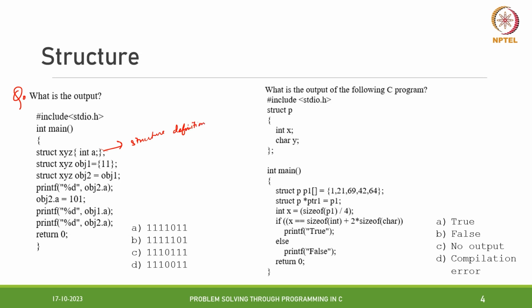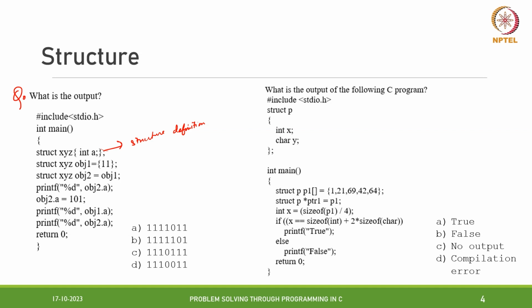Why? Because we are giving the struct keyword, the name of the structure, then within curly braces we are giving the component, which is int a. So this structure is of type struct xyz, and it has one integer component or integer variable called a, and then we are terminating that with a semicolon. So basically this is the structure definition that we are giving.